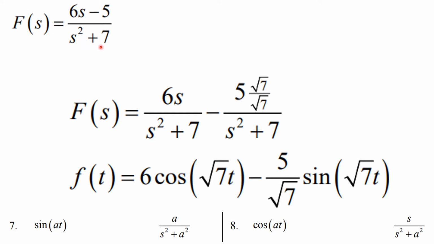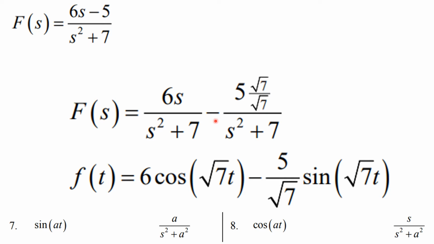Now I'm going to divide this denominator into each term in the numerator, breaking it into two terms. Now, this 6 will just sit here, and I have s over s squared plus 7. So you see, that lines up very well with what we have over here if I let a be the square root of 7. And so this is going to be the 6 times, and when I take the inverse transform, I'm going to get cosine of square root of 7 t.